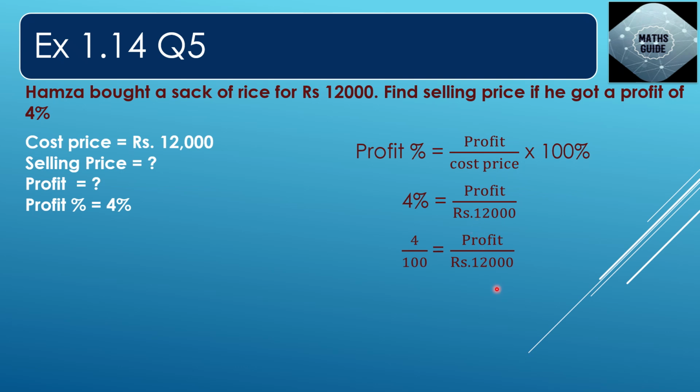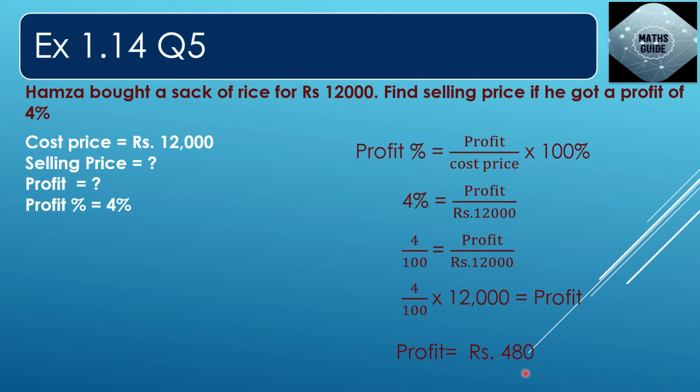Now we will move this 12,000 to this side to find out the profit. Here the 12,000 has been dividing the profit, but when we shift it to the other side of the equality sign, it will be multiplied: 4 by 100 into 12,000 is equal to profit. Here on the right hand side we have only profit, as we have shifted 12,000 to the left hand side. When we solve this, we get the profit, that is 480 rupees.